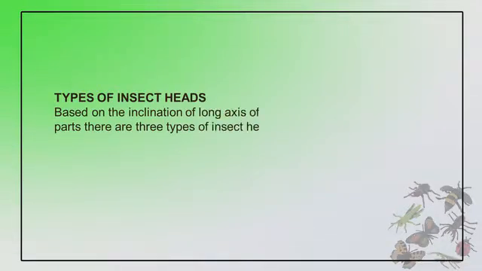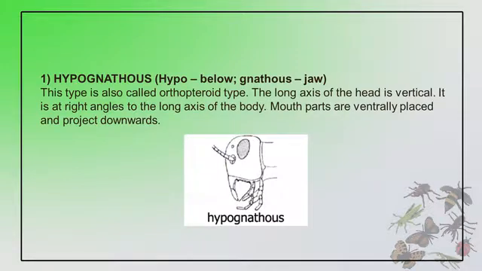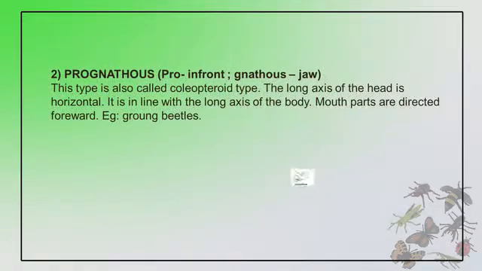Based on the inclination of the long axis of the head and orientation of mouth parts, insect heads are of 3 types. First one is hypognathous. Hypo means below and gnathous means jaw. This type is called orthopteroid type, as it is found in orthopteran insects. The long axis of the head is vertical. It is at right angles to the long axis of the body, and mouth parts are ventrally placed and project downwards.